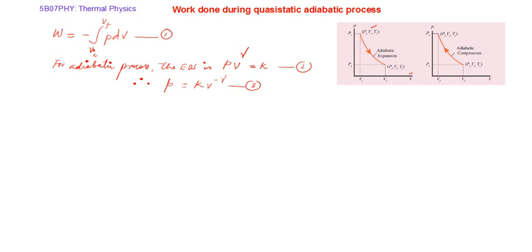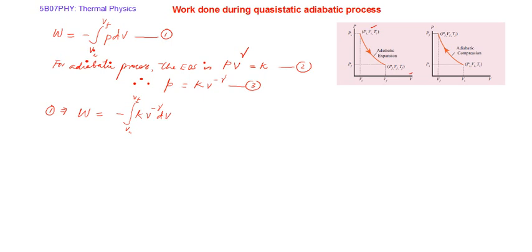So I will substitute now in equation number 1. Therefore equation number 1 becomes W, the work during adiabatic process, equals minus integral, of course the limits are from Vi to Vf, and I can substitute for P as K V raised to minus gamma dV.